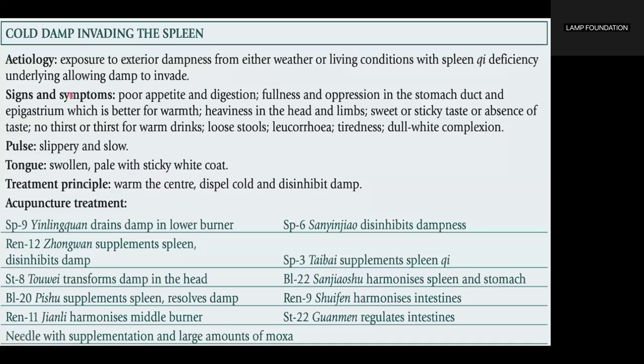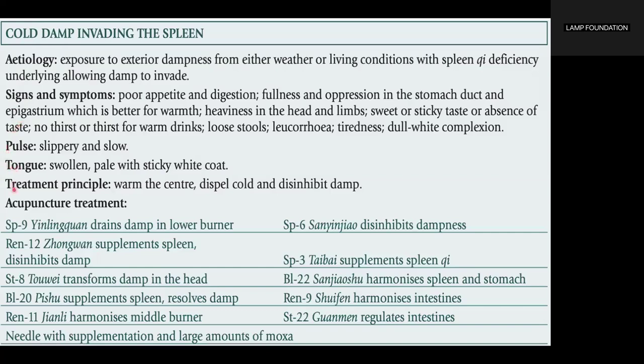Etiology of cold damp invading the spleen: exposure to exterior dampness from either weather or living conditions, with spleen deficiency underlying, allowing damp to invade. Signs and symptoms: poor appetite and digestion, fullness and oppression in the stomach duct and epigastrium, which is better for warmth, heaviness in the head and limbs, sweet or sticky taste or absence of taste, no thirst or thirst for warm drinks, loose stools, leukorrhea, tiredness, dull white complexion, pulse slippery and slow, tongue swollen, pale with sticky white coat.